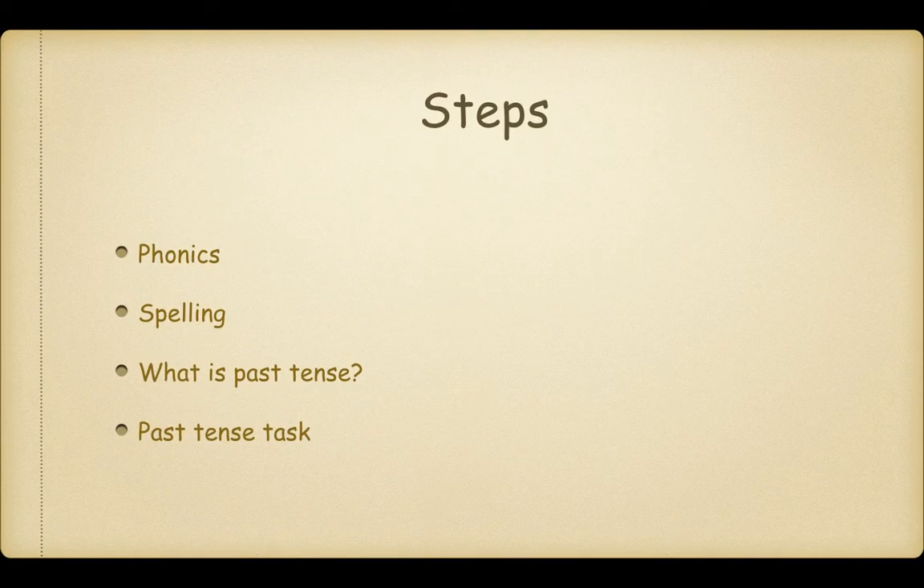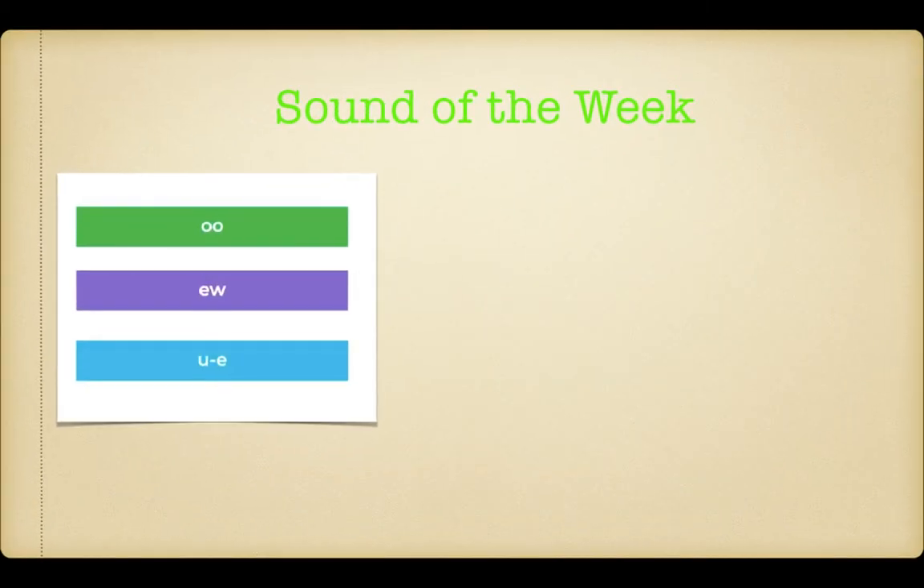So the steps to the lesson are phonics first, second spelling, third we will talk about what is past tense, and last of all, fourth, past tense task. So let's go to the sound of the week. Remember it's ew, ew, and we have the graphemes OO, EW and the split digraph UE.